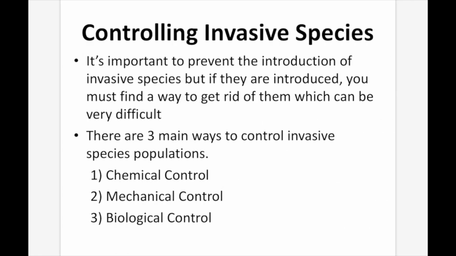Controlling invasive species. So what do we do? Well, it's important to prevent the introduction of invasive species, but if they are introduced, you must find a way to get rid of them, which can be very difficult. There are three main ways to control them: chemical, mechanical, and biological control.